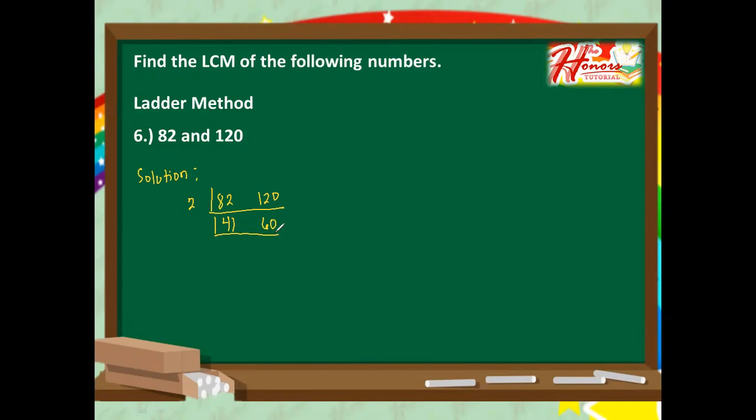Think of a prime number that can divide 41 or 60. So that's 2. 41 bring down because we cannot divide 41 by 2. There is a remainder. 60 divided by 2, that's 30. And then think of a prime number that can divide 30 or 41. That's 3. So we have here, bring down 41. 30 divided by 3, that's 10.